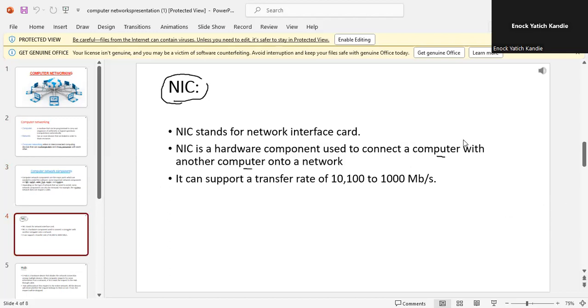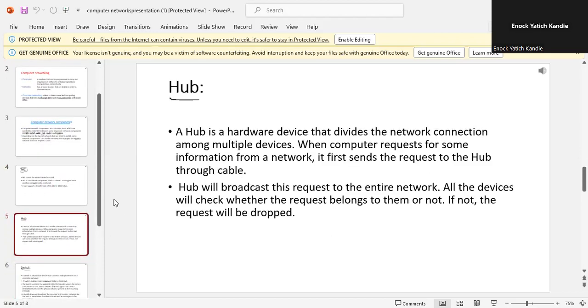The first one is NIC. NIC is an initialism which stands for Network Interface Card. NIC is a hardware component used to connect a computer with another computer onto a network. It can support a transfer rate of 10, 100 to 1000 Mbps. We have a hub. A hub is a hardware device that divides the network connection among multiple devices.